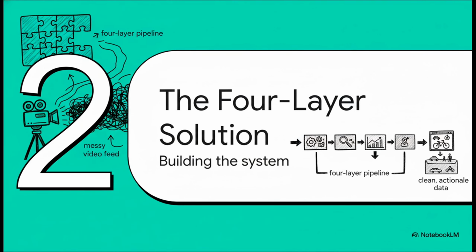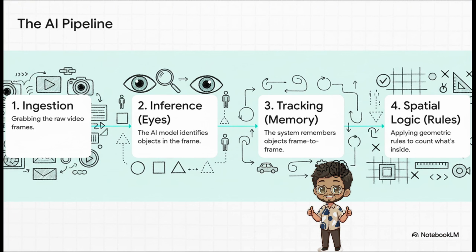So, our next section, the 4-layer solution. So how do you actually solve this mess? Well, engineers didn't just build one giant, clunky program. No, they got smart. They created this really elegant, modular 4-layer pipeline that takes that messy video feed and turns it into clean, useful data. And what I love about this is how much it mimics how we think.